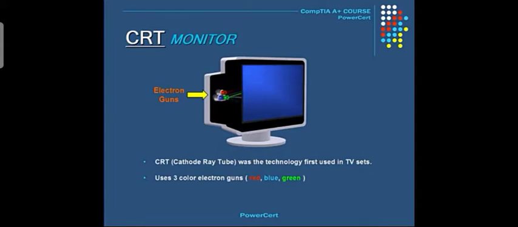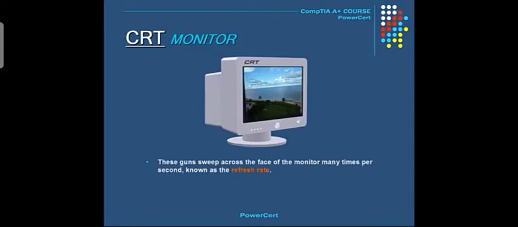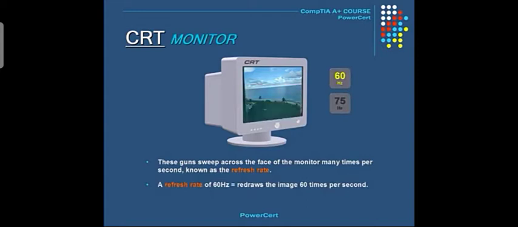These beams repeatedly sweep across the face of the monitor many times per second. So it's constantly redrawing the image that we see on the screen. And this redrawing of the image is known as the refresh rate. The refresh rate is measured in hertz. So for example, if the refresh rate is 60 hertz, then that means that the beams sweep across the entire face of the monitor, redrawing the image at the rate of 60 times per second.